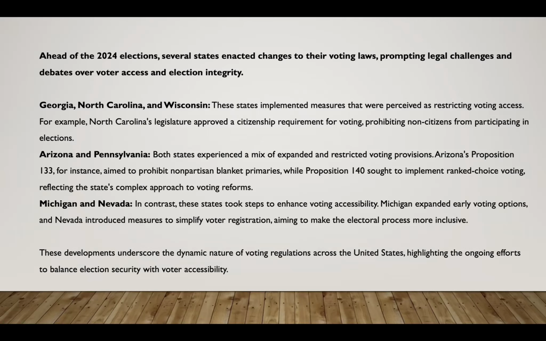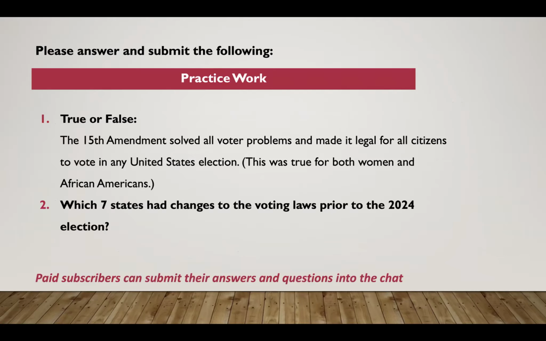Michigan and Nevada, in contrast, took steps to enhance voting accessibility. Michigan expanded early voting options, and Nevada introduced measures to simplify voter registration, aiming to make the electoral process more inclusive. These developments underscored the dynamic nature of voting regulations across the United States, highlighting the ongoing efforts to balance election security with voter accessibility.